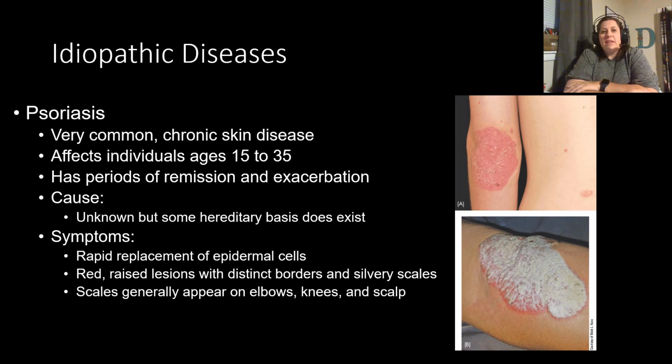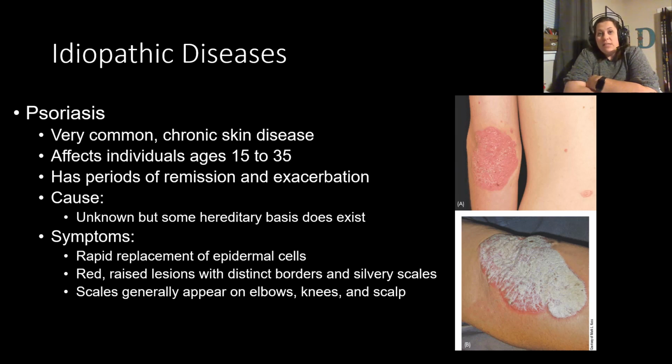All right, so now let's talk a little bit about idiopathic diseases. Idiopathic diseases are diseases that have no known cause. There tends to be a familial type of history of these diseases, but we do not understand what the actual cause is. So the first one here is psoriasis. It is very common. It is a chronic skin disease. It tends to affect individuals from the age range of 15 to 35.